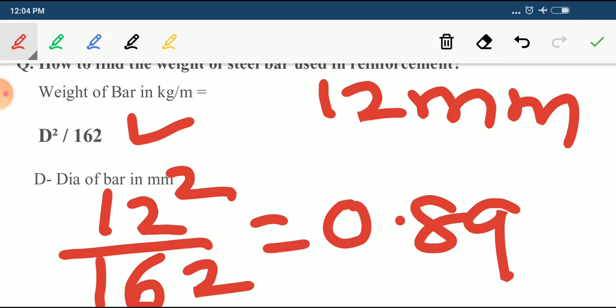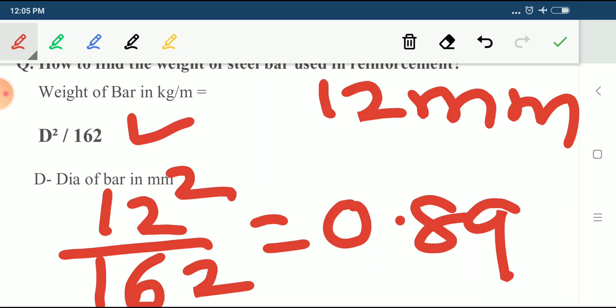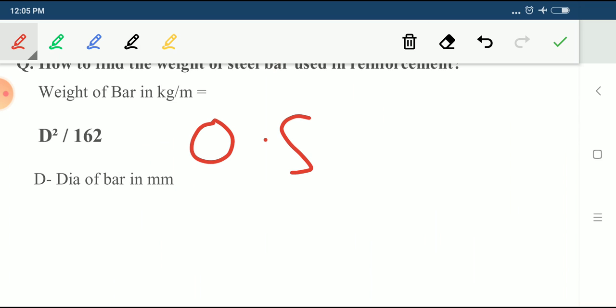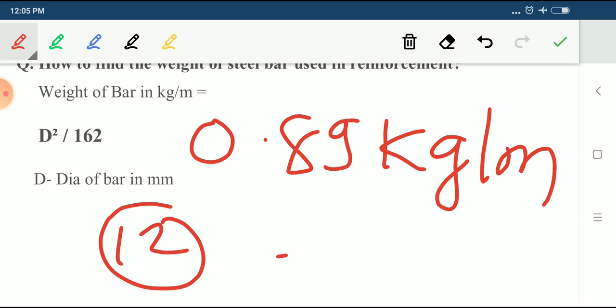Means what does it show? 0.89 kg per meter. Per meter of 12 mm bar, how much weight is there? 0.89 kg is there. Okay, so if you are using 12 meter length, we have to multiply with 12, and that much kg of steel is there for that length of bar.